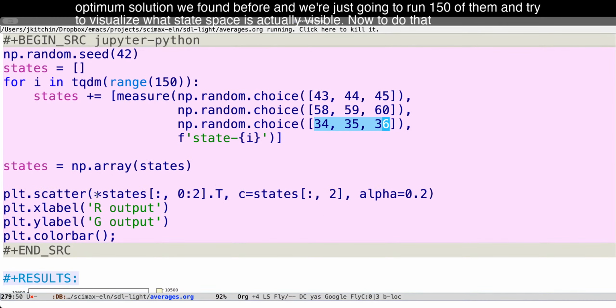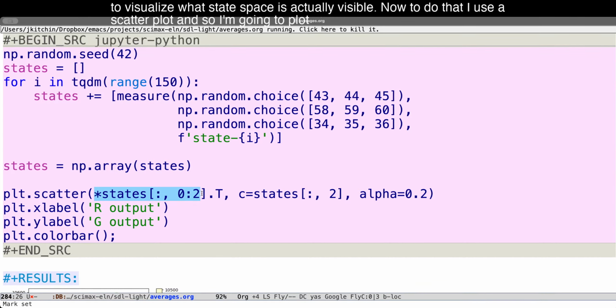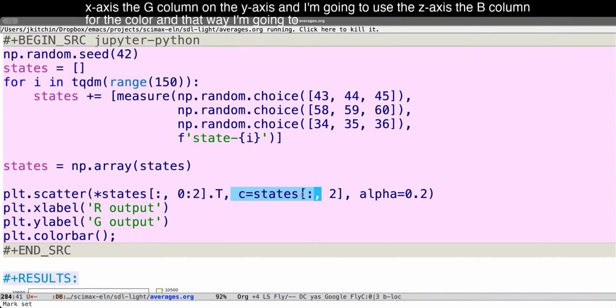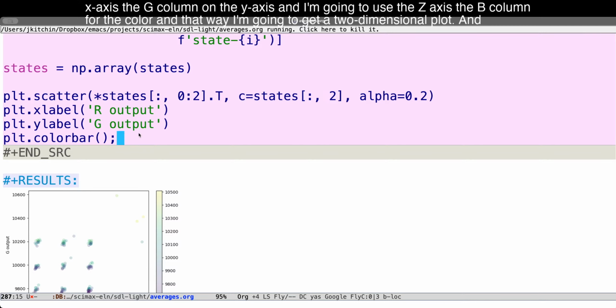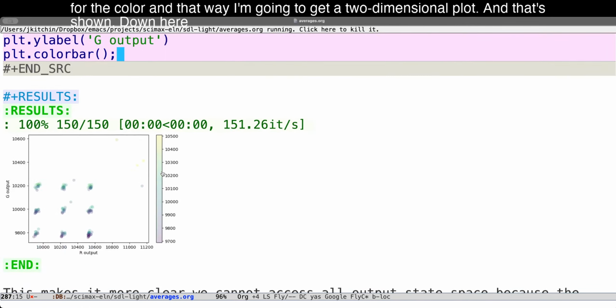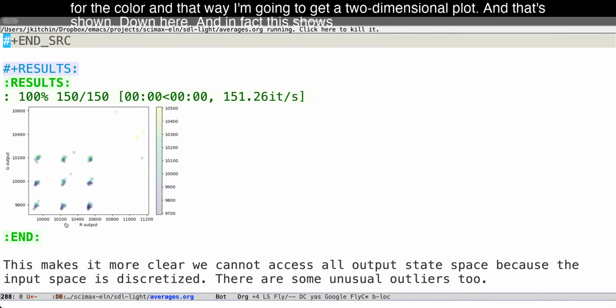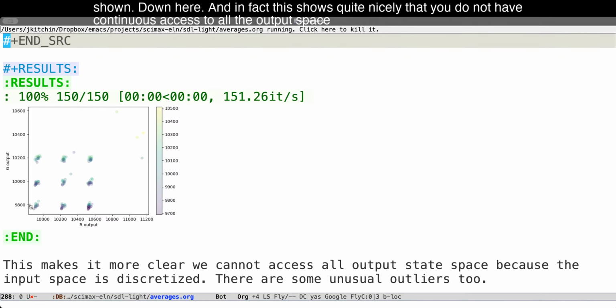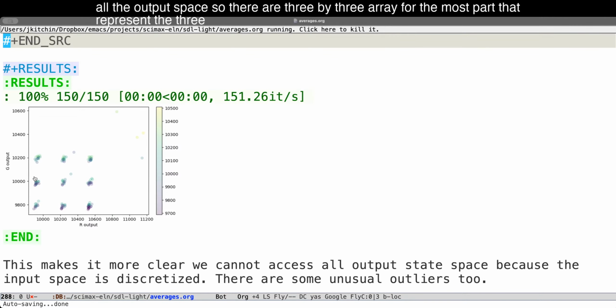Now to do that, I use a scatter plot, and so I'm going to plot the R column on the x-axis, the G column on the y-axis, and I'm going to use the z-axis, the B column, for the color, and that way I'm going to get a two-dimensional plot. And that's shown down here. And in fact, this shows quite nicely that you do not have continuous access to all the output space. So there are a 3x3 array for the most part that represent the 3 R values, the 3 G values, and then the color are the 3 B values. And you can see there are big white spots in here.